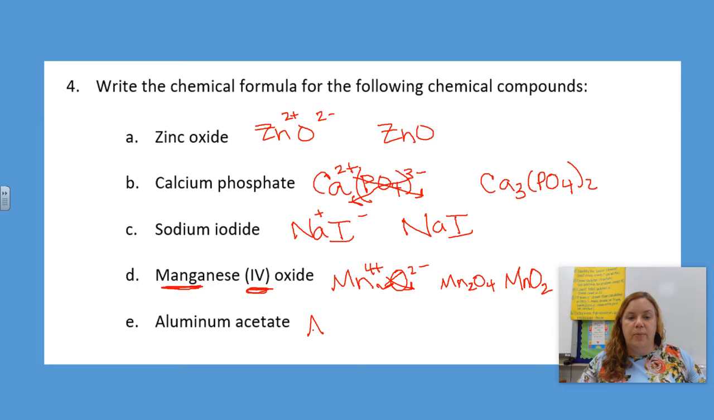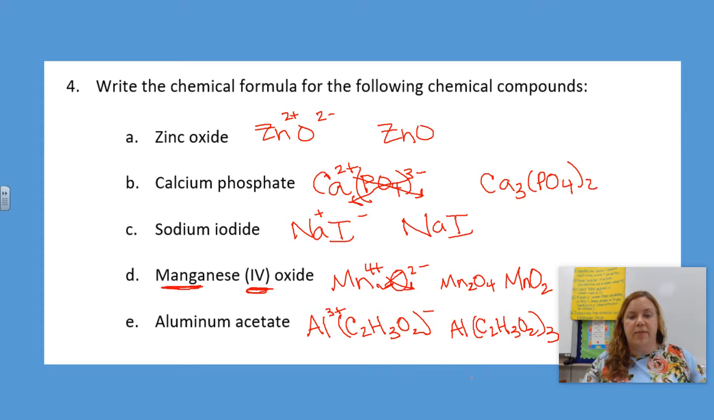And finally, aluminum acetate, I have aluminum. And acetate is C2H3O2. And it's on the back of your periodic table. It's one that we added. It has a - charge, and aluminum has a 3+ charge. So to write it, we're going to write Al with our parentheses, C2H3O2, and we're going to put the 3 from the aluminum on the outside of the parentheses.